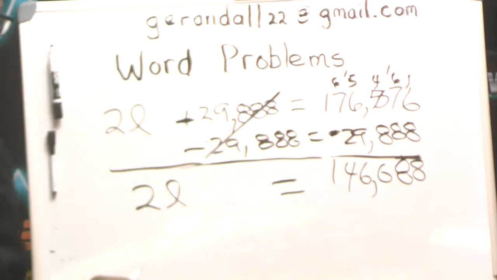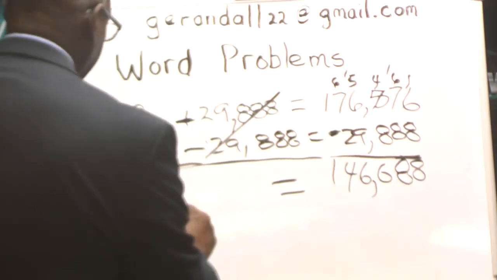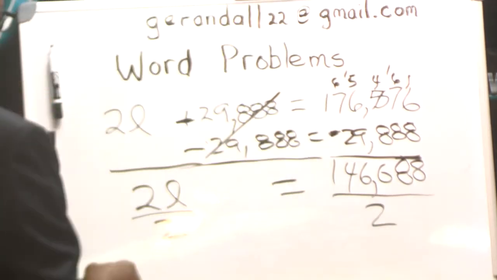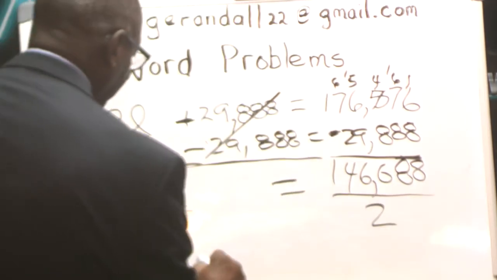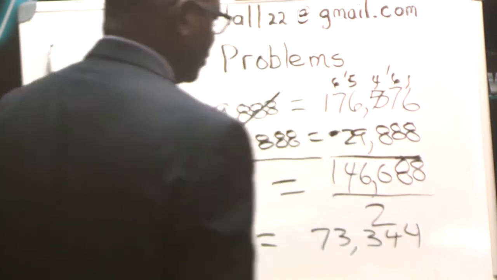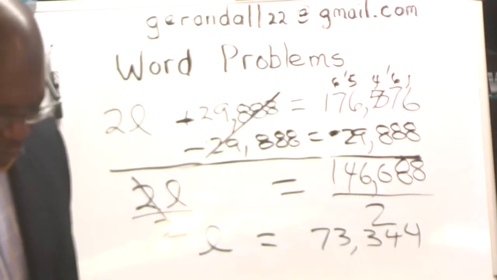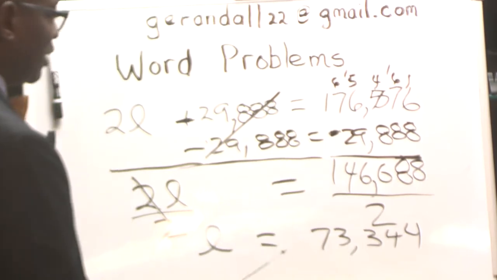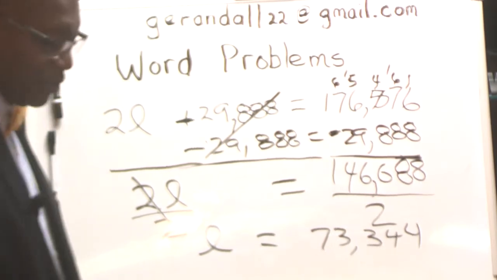This is multiplication. That says 2 times Longview. How do you undo multiplication? You divide. So we're dividing by 2. Again, whatever you do to one side, you must do to the other. On this side, you're left with L equals 73,344. And the question was, what is the population of Longview? Longview is 73,344.